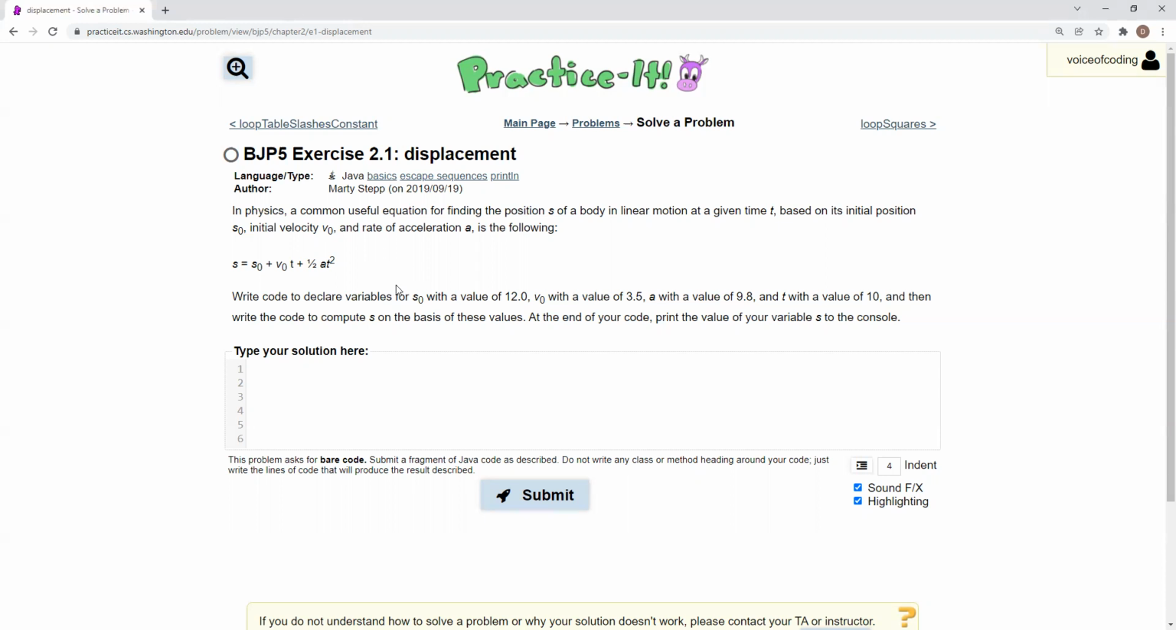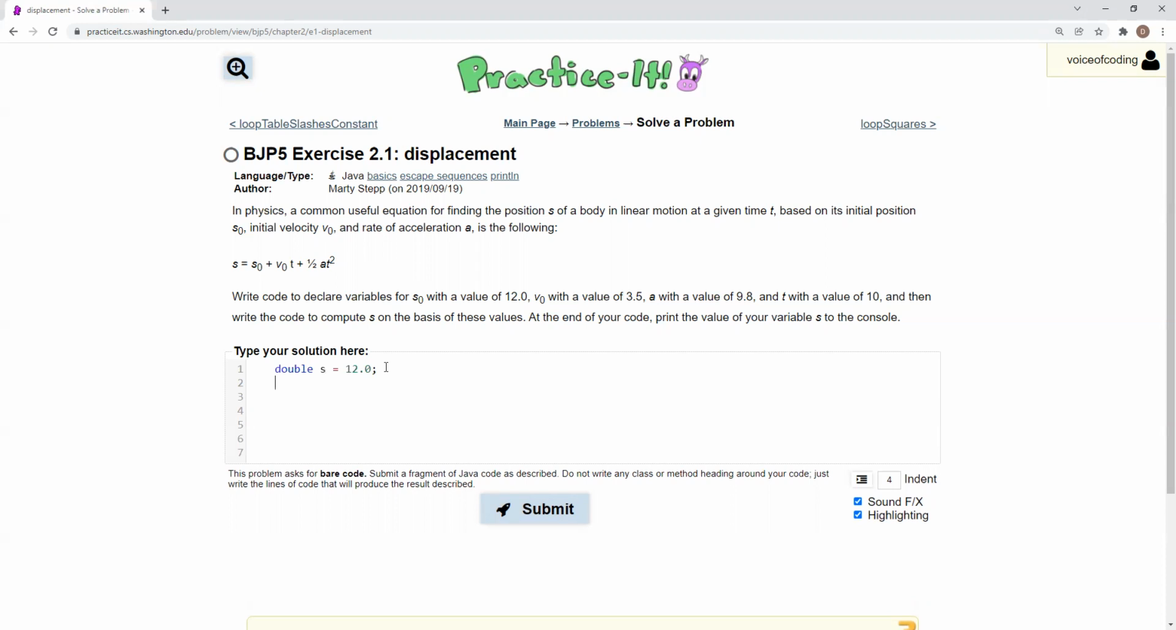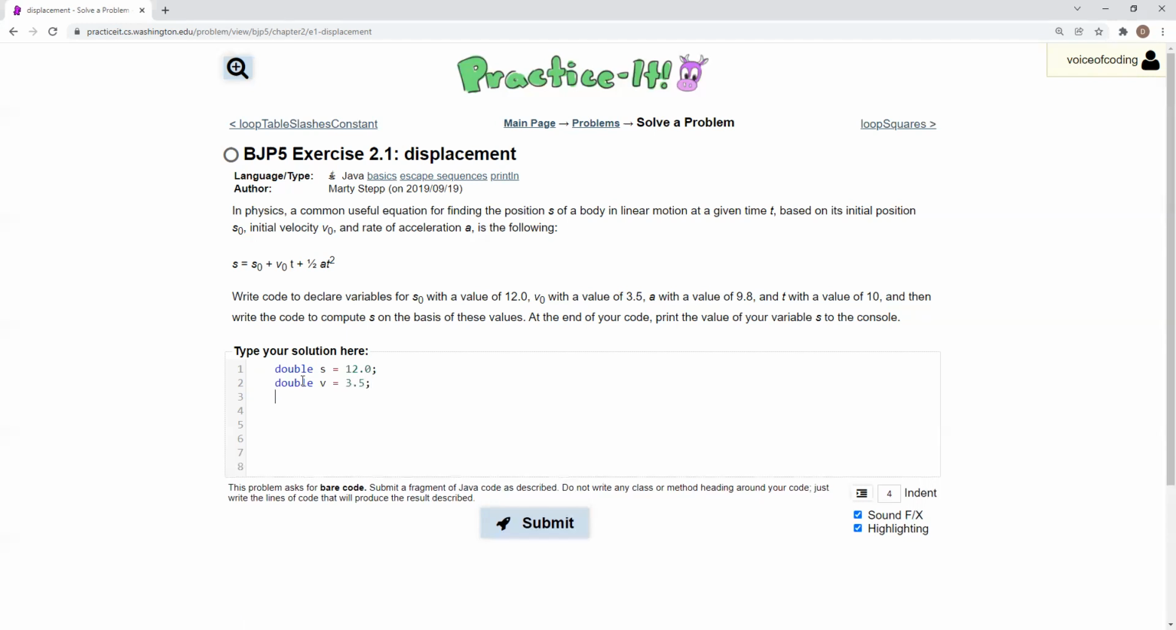So the first variable is s naught with the value of 12.0. And because there is a decimal, we want to input that as a double. So we want to name it double s equals 12.0 and always end with the semicolon. A semicolon is basically a period in the Java programming language. Okay, then now we have v naught, which is the initial velocity with the value of 3.5. And again, because it's a decimal, we want to count it as a double. So double v equals 3.5 and end with the semicolon.